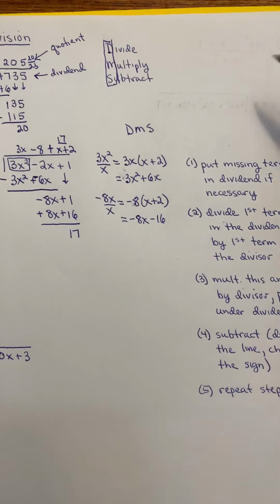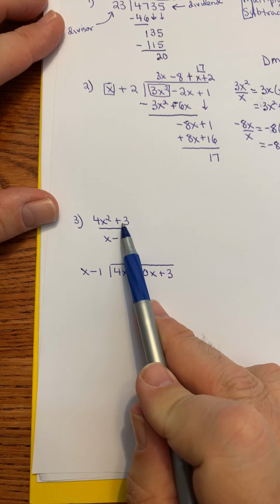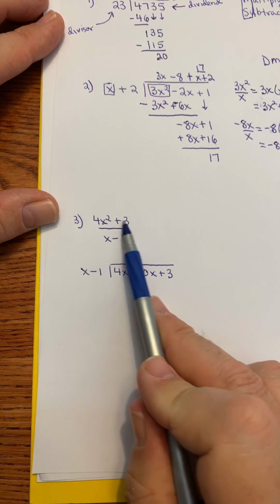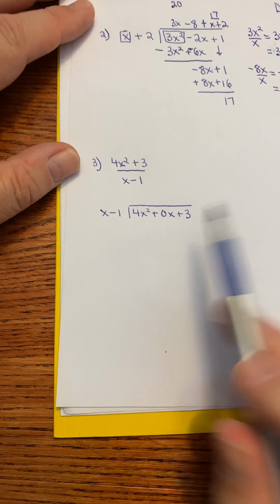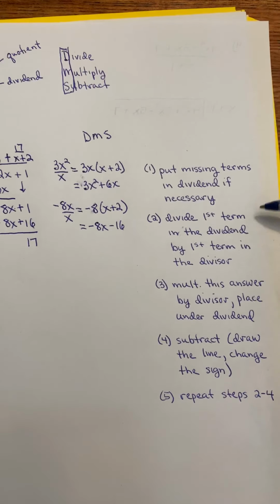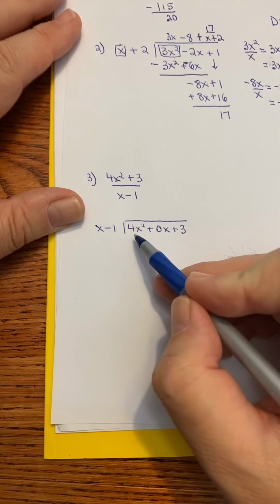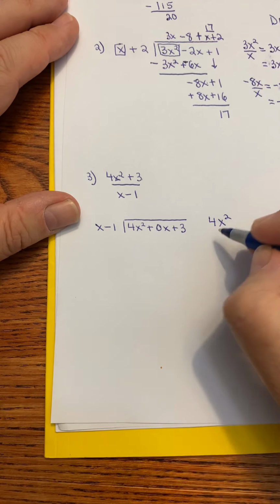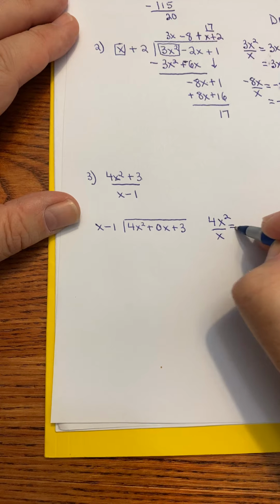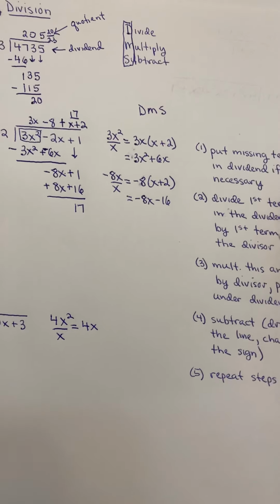Again, very, very important: put missing terms in the dividend if necessary. You notice here, there is no x term. It goes from x squared down to the constant, so I put in that missing term. Next step, divide the first term in the dividend by the first term in the divisor. 4x squared is the first term in the dividend. x is the first term in the divisor. And I get 4x.